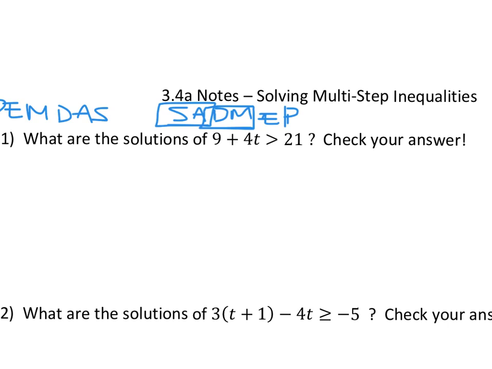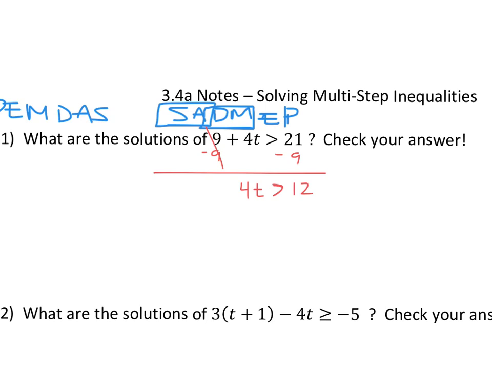You're going to subtract 9. We're going to take 9 away on both sides. So we are left with 0 here. This is 4t. We just subtracted 9. Do I flip my symbol? No, we leave it the same. Subtraction does not require a flip. 21 minus 9 is 12. You only flip if you add or multiply or divide by a negative. Okay, so we have 4t is greater than 12.